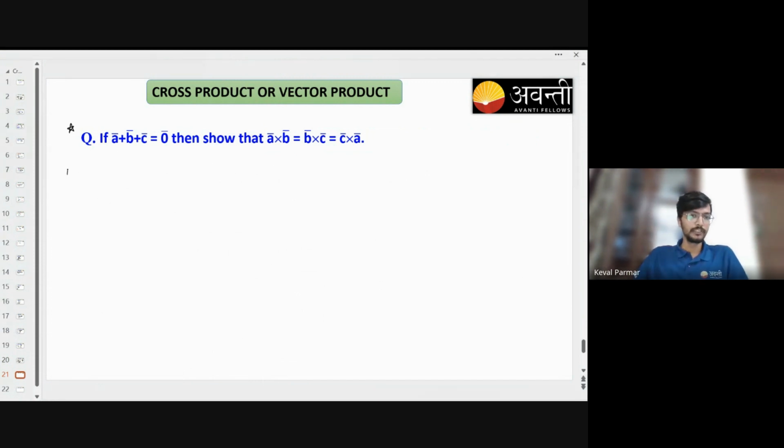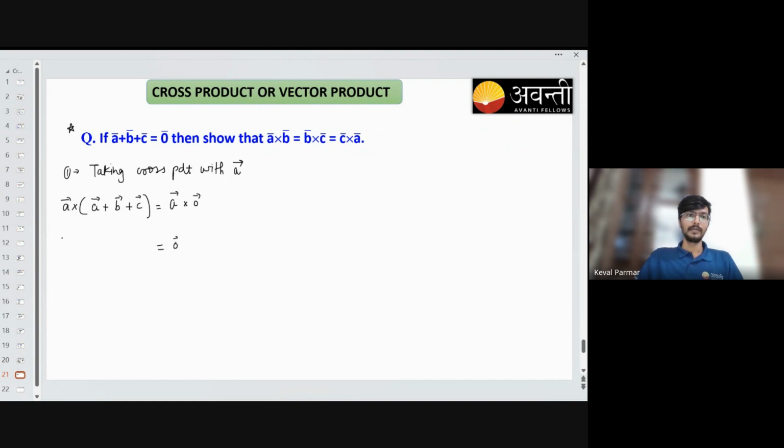Come on. Here, first we'll do taking cross product with A vector. So if I take cross product with A vector, I'll get A vector cross A vector plus B vector plus C vector is equals to A vector cross 0 vector. So right hand side of the 0 vector aayega. Here I'll get A vector cross A vector plus A vector cross B vector plus A vector cross C vector. This is 0. That means I'll get A vector cross B vector is equals to minus times A vector cross C vector, which I can write as A vector cross B vector is equals to C vector cross A vector, equation number 1.